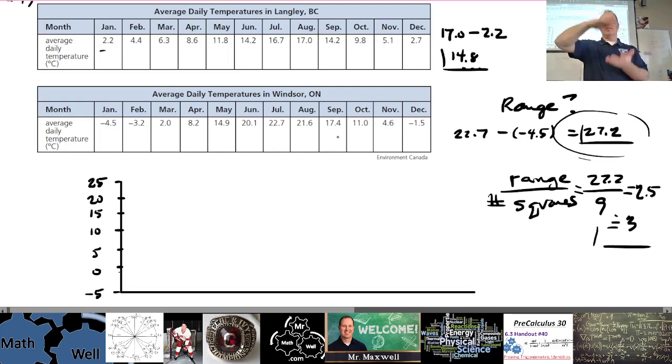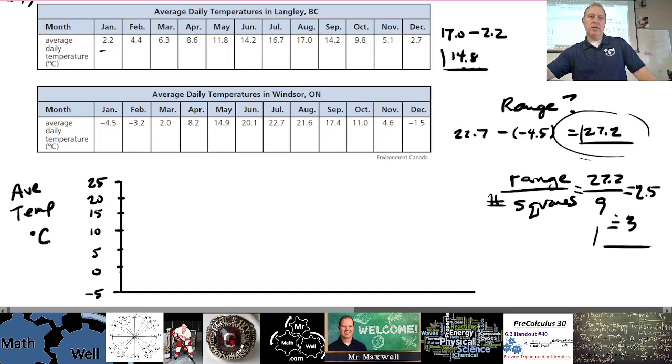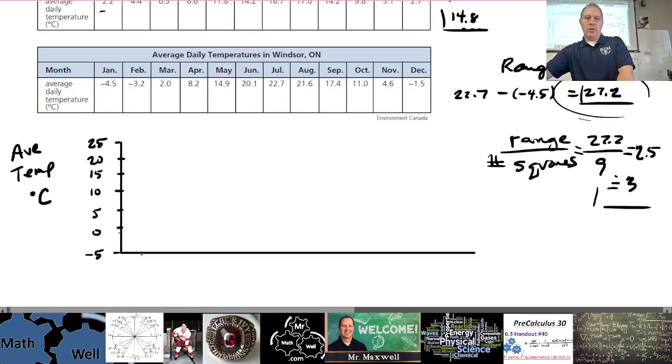So setting the y-axis, you should label this too. This is temperature. You can actually say average temperature, and you have to put the units there too. So put degrees Celsius. And on the bottom, yes, we're going to do the months. So we're going to go January, February, March, April, May, June, July, August, September, October, November, December.